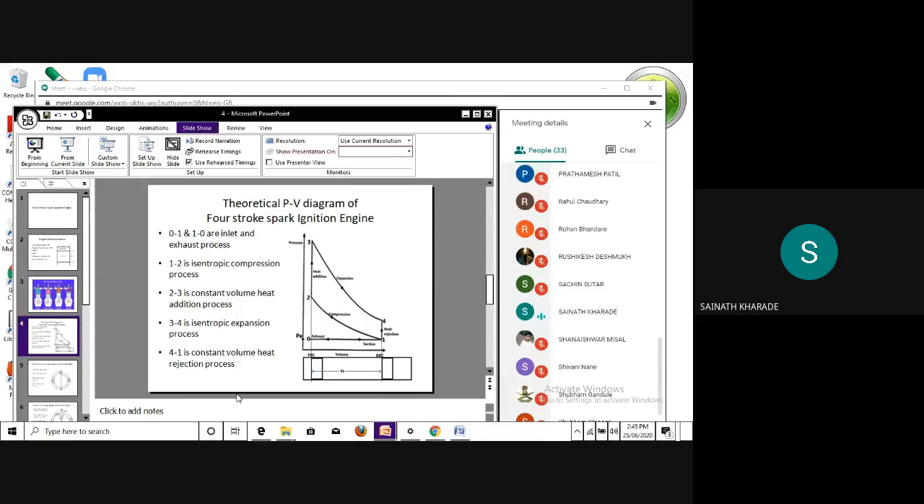Pressure is... volume is constant. Okay, and therefore... but what is actually happening inside the engine at that time?